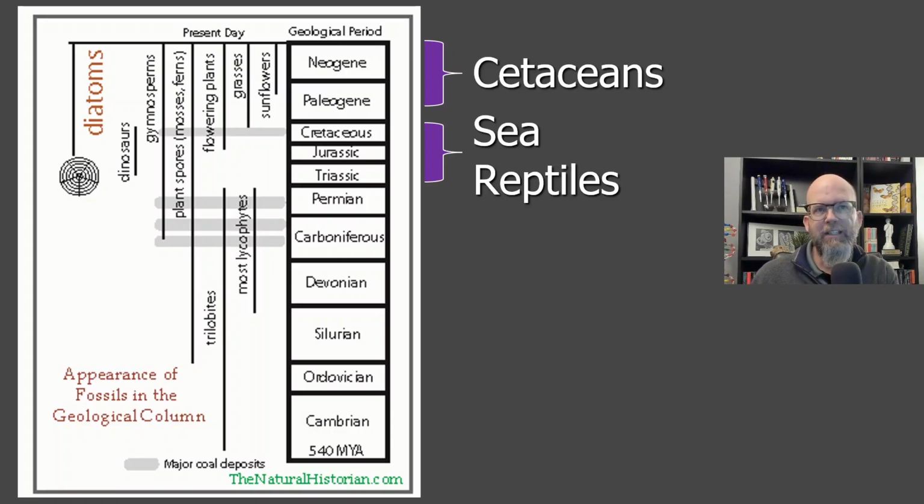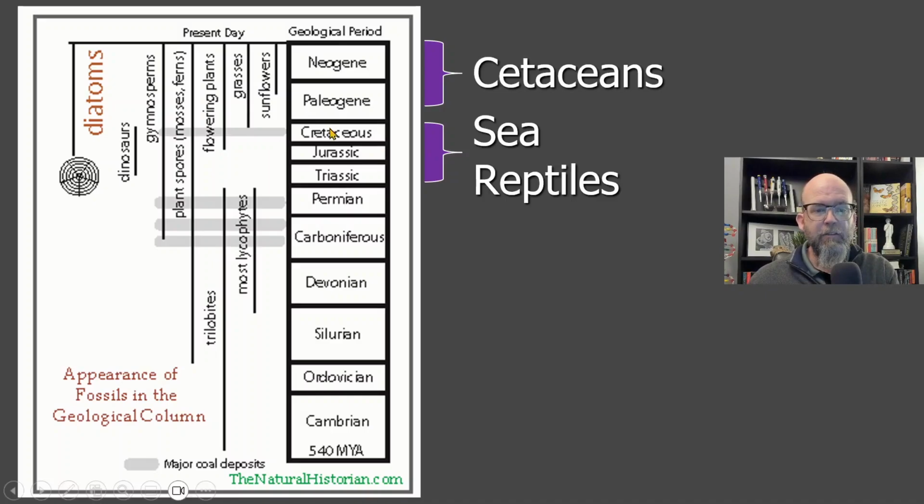Here is my really simplified version of the geological column, showing the various geological ages. And then what I've done is I've highlighted where the cetaceans are, right? The cetaceans are only found in the Paleogene and Neogene, not all the way down to the bottom of the Paleogene, which is the boundary between the Paleogene and Cretaceous, which is best known as being the 66 million year mark, where the asteroid impact is.